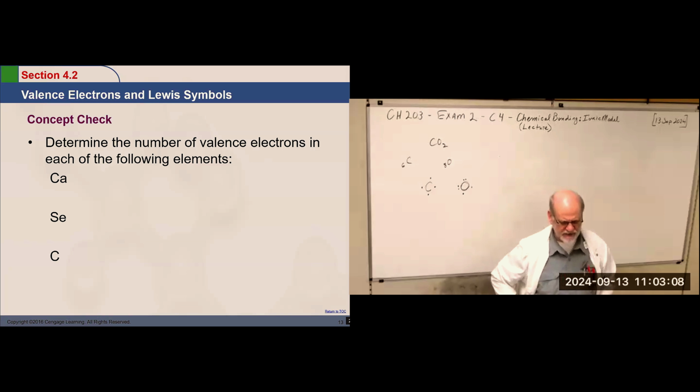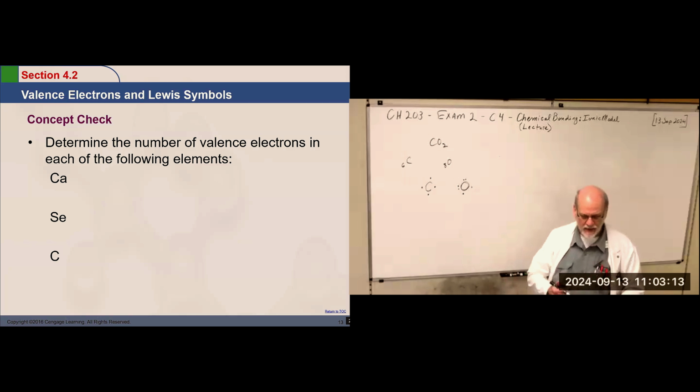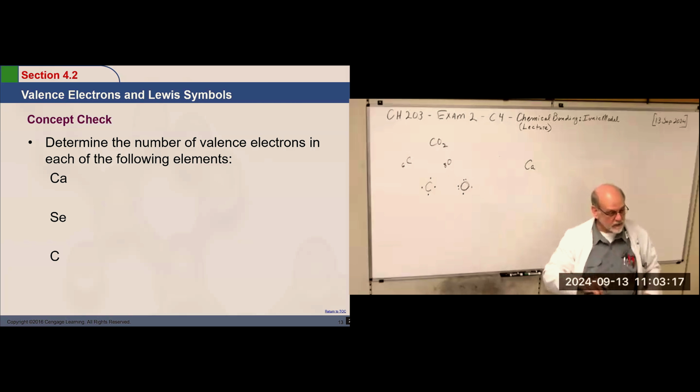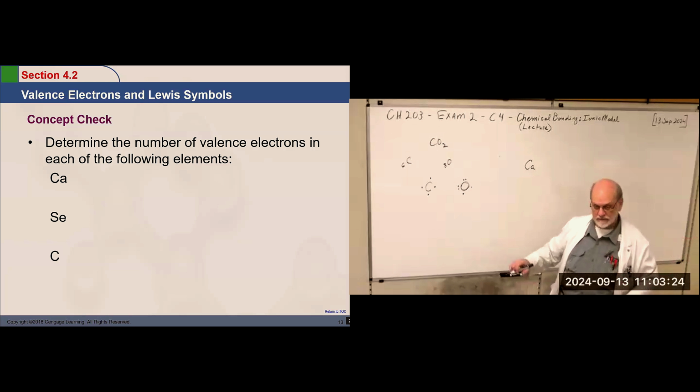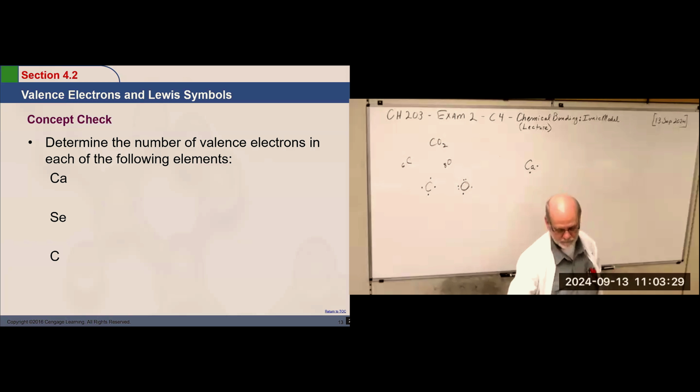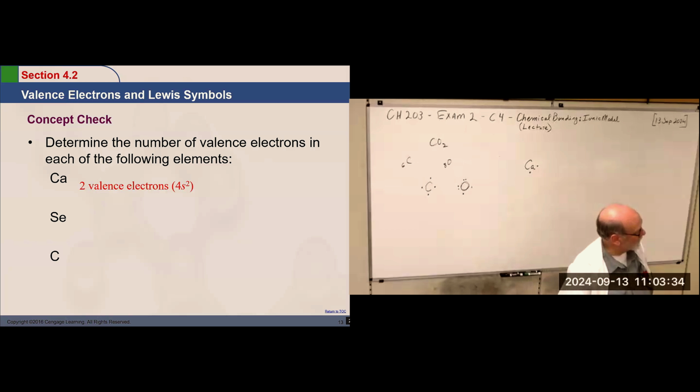Okay, so how about the number of valence electrons in each of the following elements? I'll leave that there. Calcium. The simplest way is to look, where is calcium on the periodic table? It's in the second column, right? It needs 2 valence electrons. That's it. And you can tell they're 4s2 because it's in the fourth period. And the first two columns on the left were filling s orbitals. So 4s2 would be perfect for calcium.